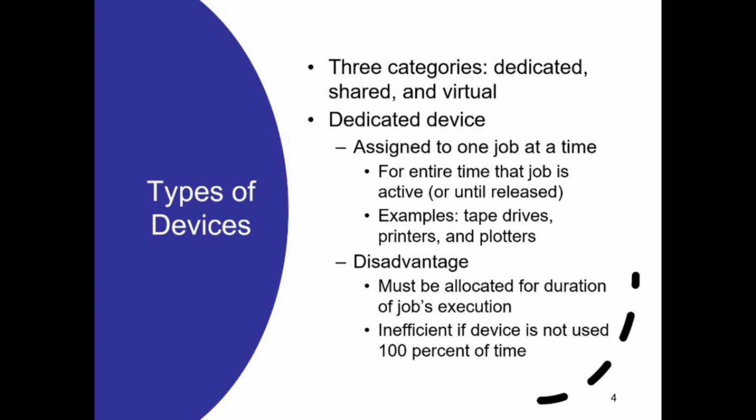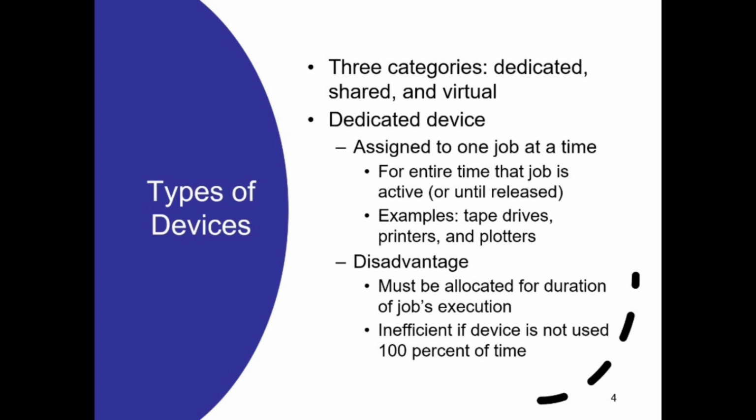Today I would like to talk about three types of devices. We have three types of devices, which are dedicated devices, shared devices, and virtual devices. For the first one, dedicated devices, it is assigned to one job at a time, for the entire time that job is active or until release. For example, tape drives, printers, and plotters.